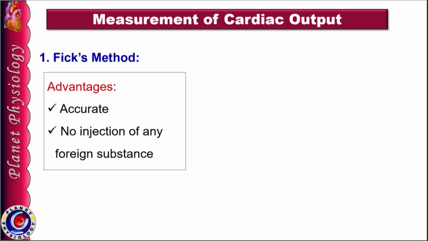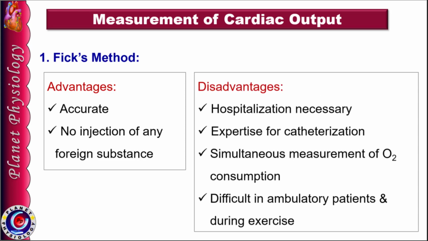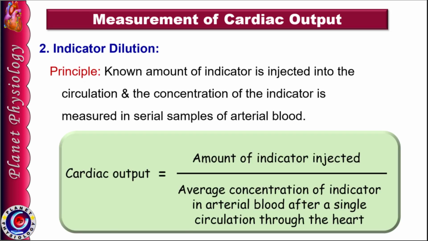Advantages of the Fick method are: it is an accurate method and does not require injection of any foreign substance. But the disadvantages are: it needs hospitalization and expertise for catheterization. Simultaneous measurement of oxygen consumption is necessary, and the method is difficult to perform in ambulatory patients or while performing exercise.